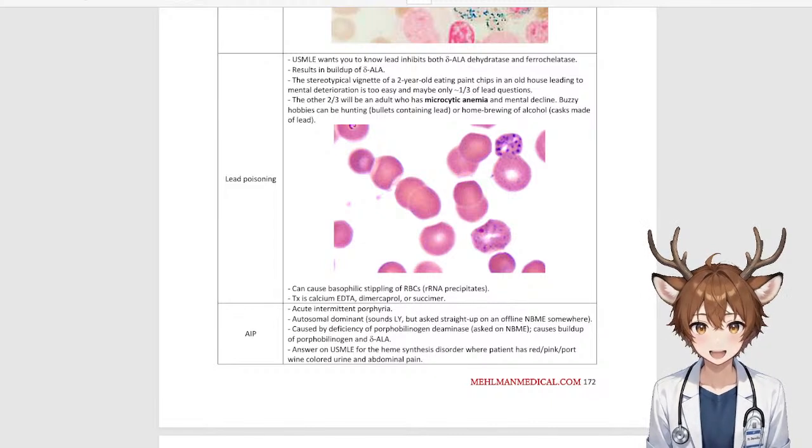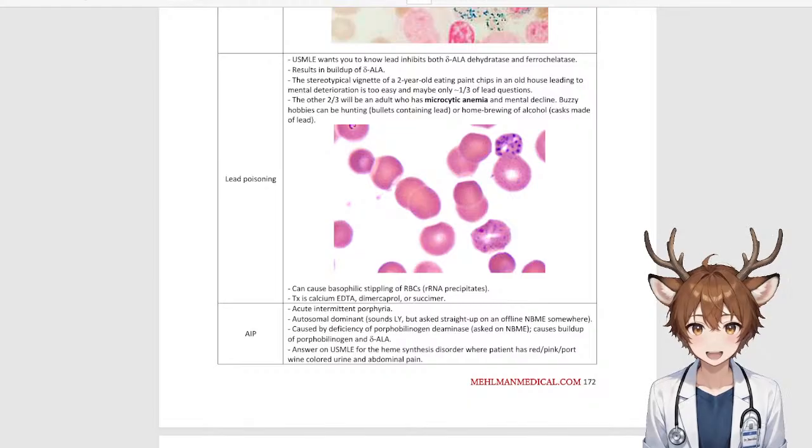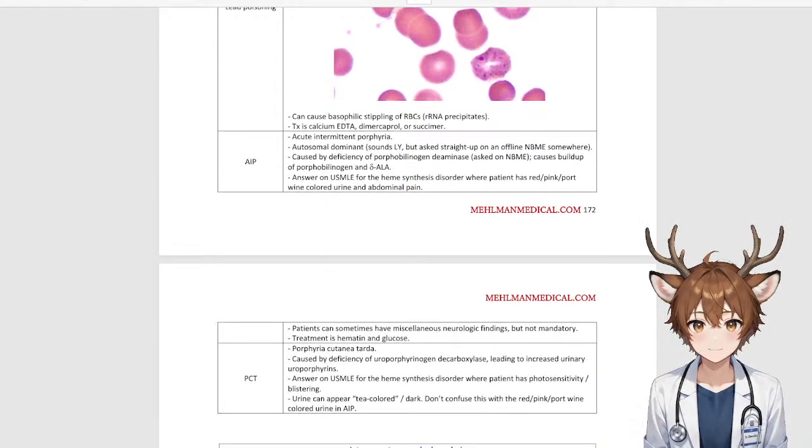Can cause basophilic stippling of RBCs, rRNA precipitates. Treatment would be calcium EDTA, dimercaprol, or succimer.